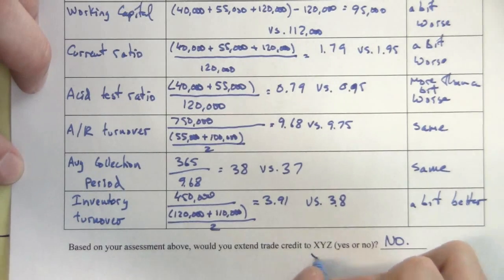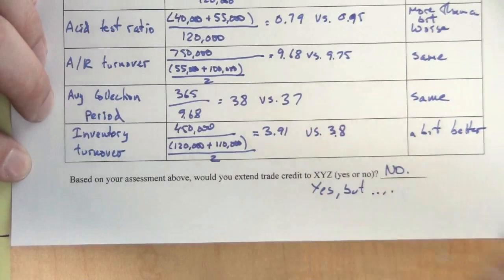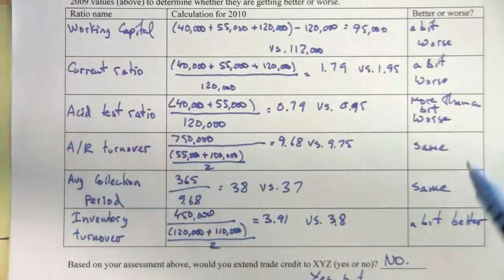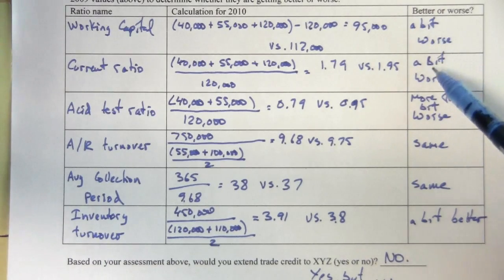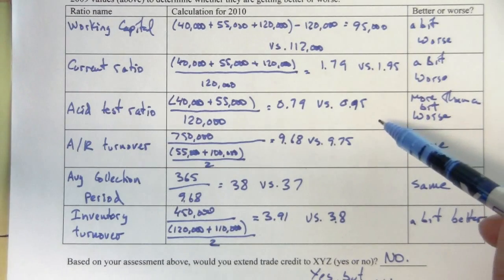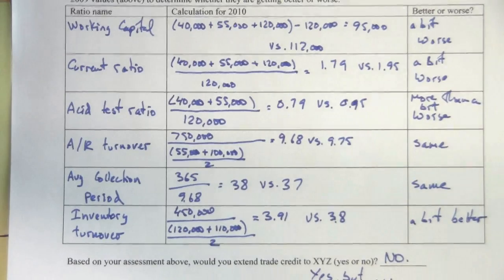If you were to answer this with a yes, but with an explanation, that might work too, right? With an unqualified yes, you might want to describe a little bit why you would say yes, even though these ratios are all trending in the wrong direction. Particularly this acid test ratio. That one has me a little bit worried. It's going downhill fast. So, bottom line, that's the kind of question you should expect on an exam.